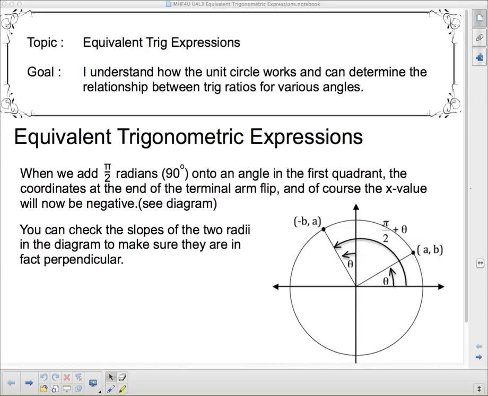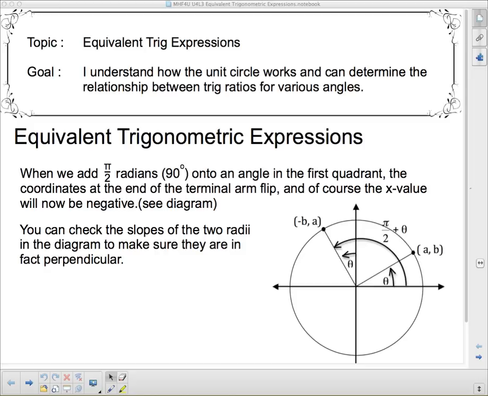Well, hello. We're talking about equivalent trig expressions today. Our goal? I understand how the unit circle works and can determine the relationship between trig ratios for various angles. We're going to start to look at a few different identities today, and these are definitely not identities that you worked with last year. So bear with me as I try to prove these identities to you to start with.